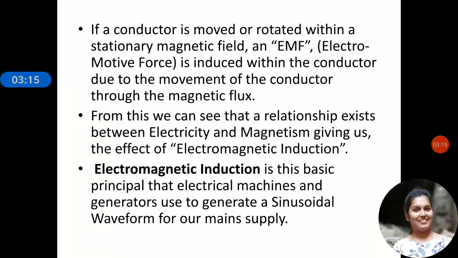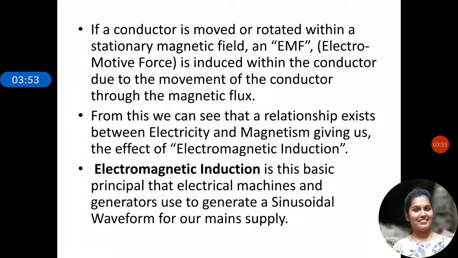So in order to produce this AC signal, some magnetic properties are needed for generation of this electrical signal. So for that, we'll go into the basics of production of an AC signal. If a conductor is moved or rotated within a stationary magnetic field, an EMF, that is electromotive force, is induced within the conductor due to the movement of the conductor through the magnetic flux.